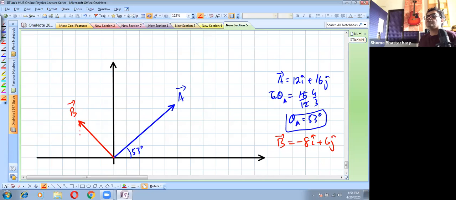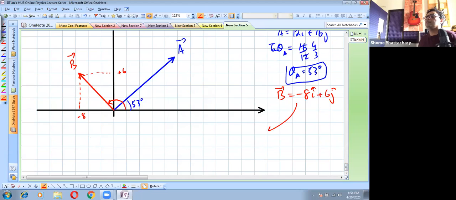Where, if you drop this perpendicular here, this is minus 8. If you drop this perpendicular here, it is plus 6. So now we are interested in this whole angle. Okay, so that angle theta b is such that tan of theta b is minus 6 by 8 or minus 4 by 3, and it's in the second quadrant.